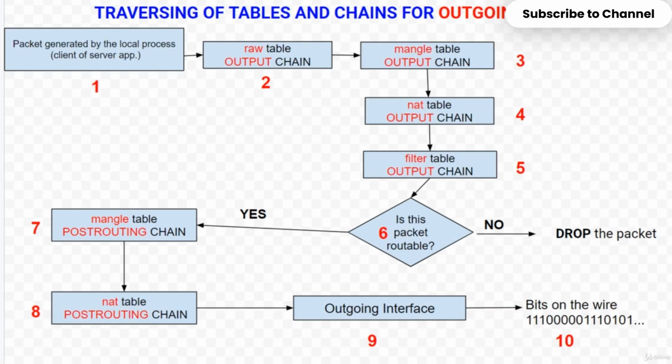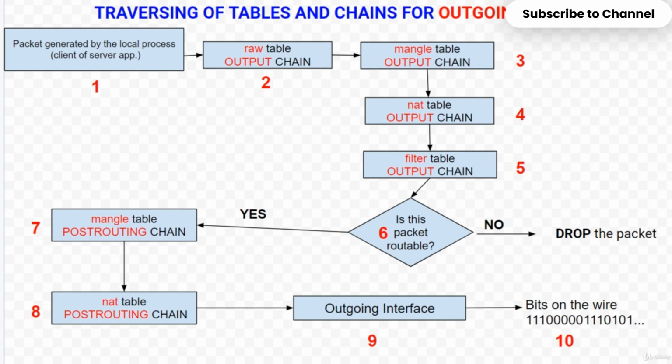In this lecture, we'll take a deeper look at how outgoing or generated packets traverse the Netfilter tables and chains. First, the packet is created by the local process, the client or the server application. Then, it starts traversing the rules of the raw table of the output chain. Here, there are rules used to skip the connection tracking system of Netfilter. After that point, the packet traverses the rules from the mangle table of the output chain. At this point, we can change values from the packet's header, like time to live or type of service.